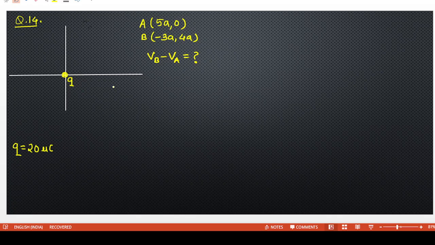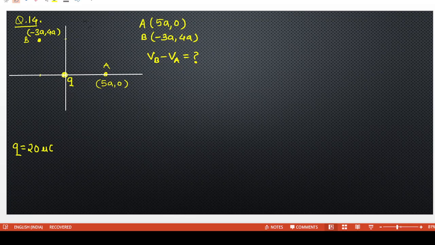So let us plot the point A. Let us say this is the point A, (5a, 0). And where will be the point B? In the 2nd quadrant, (-3a, 4a). So (-3a, 4a) is somewhere here. This is your point B. Its coordinates are (-3a, 4a).